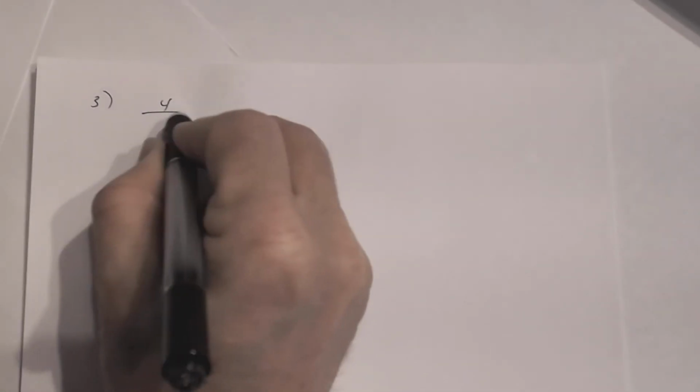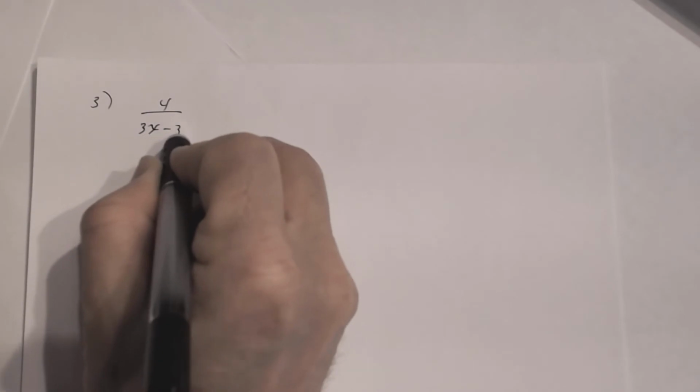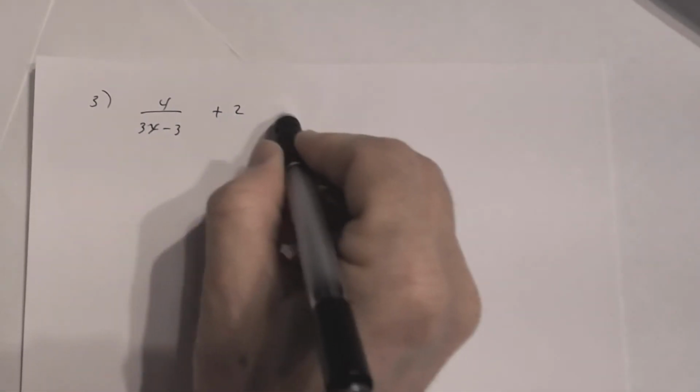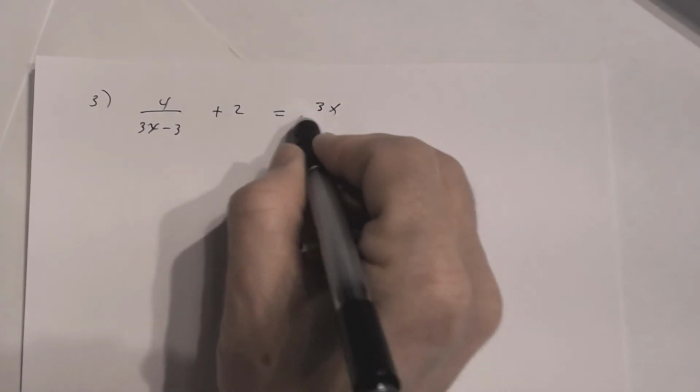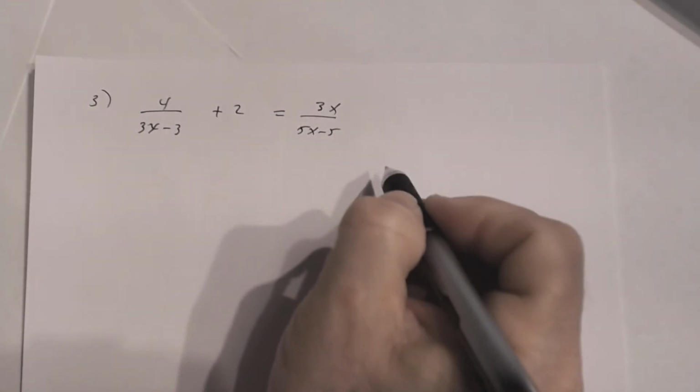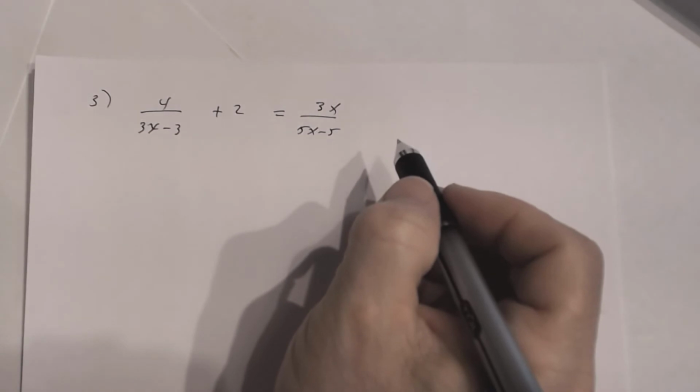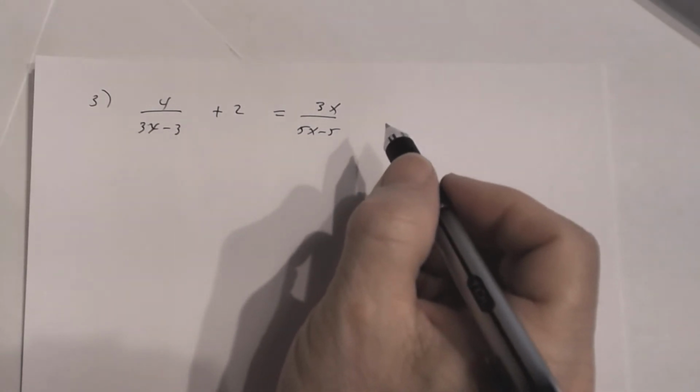All right, so finally number 3. This is number 3 in this worksheet. It's really not that difficult as long as you understand the process of solving a rational equation, and knowing a few things from previous lessons will get you through this. Number 3, we have 4 divided by 3x minus 3, plus 2, equals 3x divided by 5x minus 5. All right, so again, I have this rational equation.